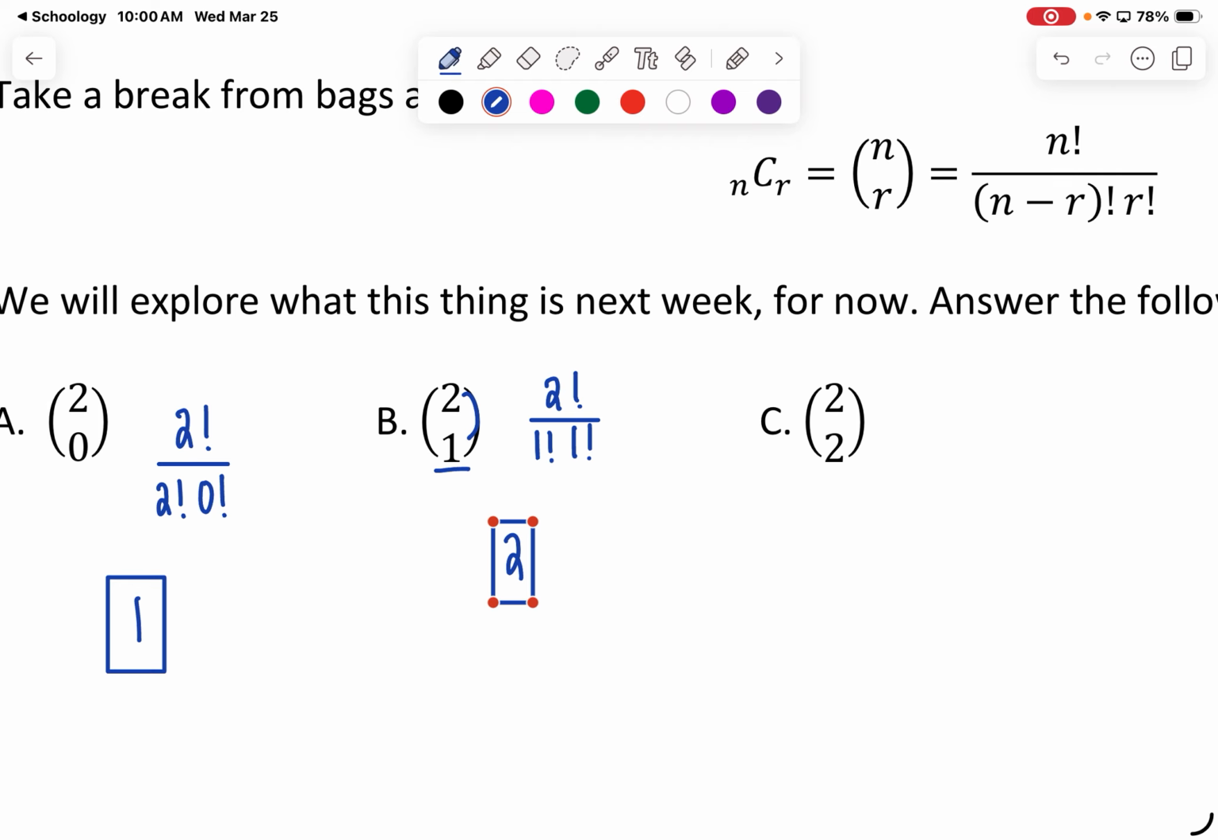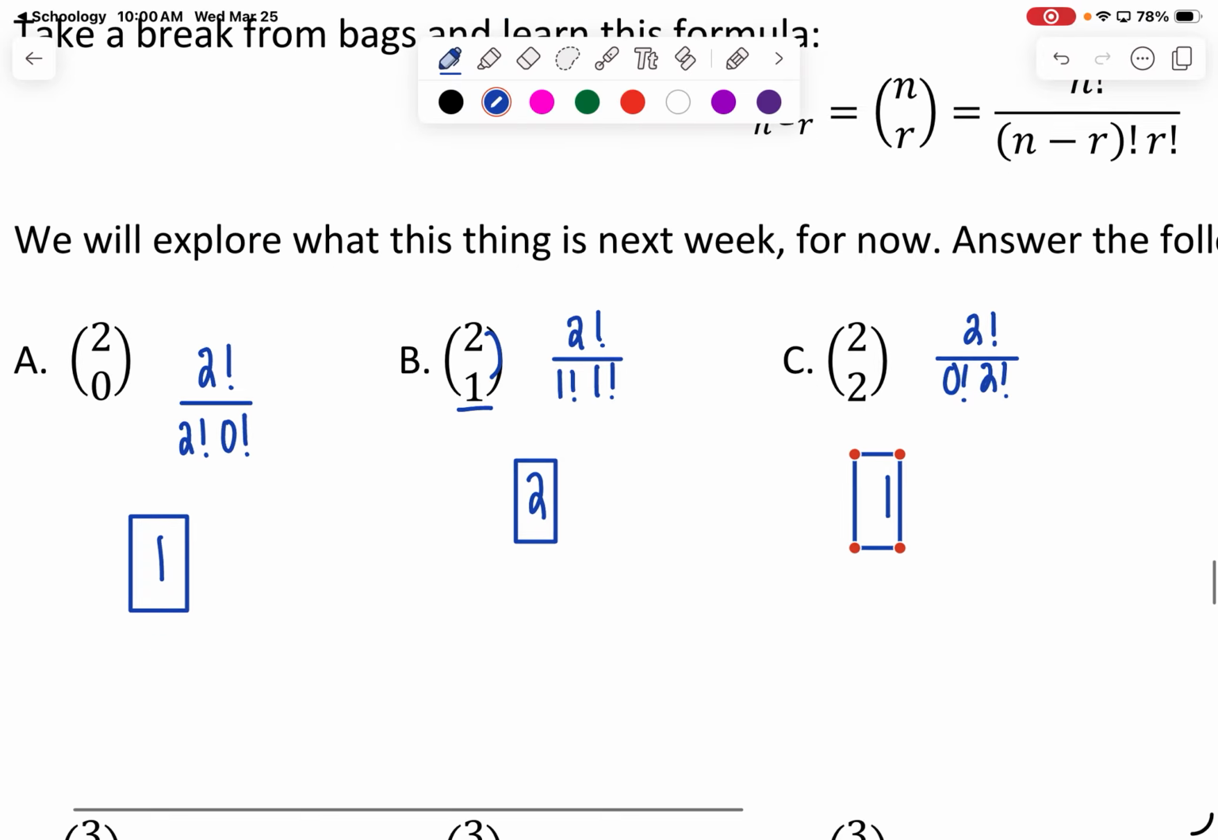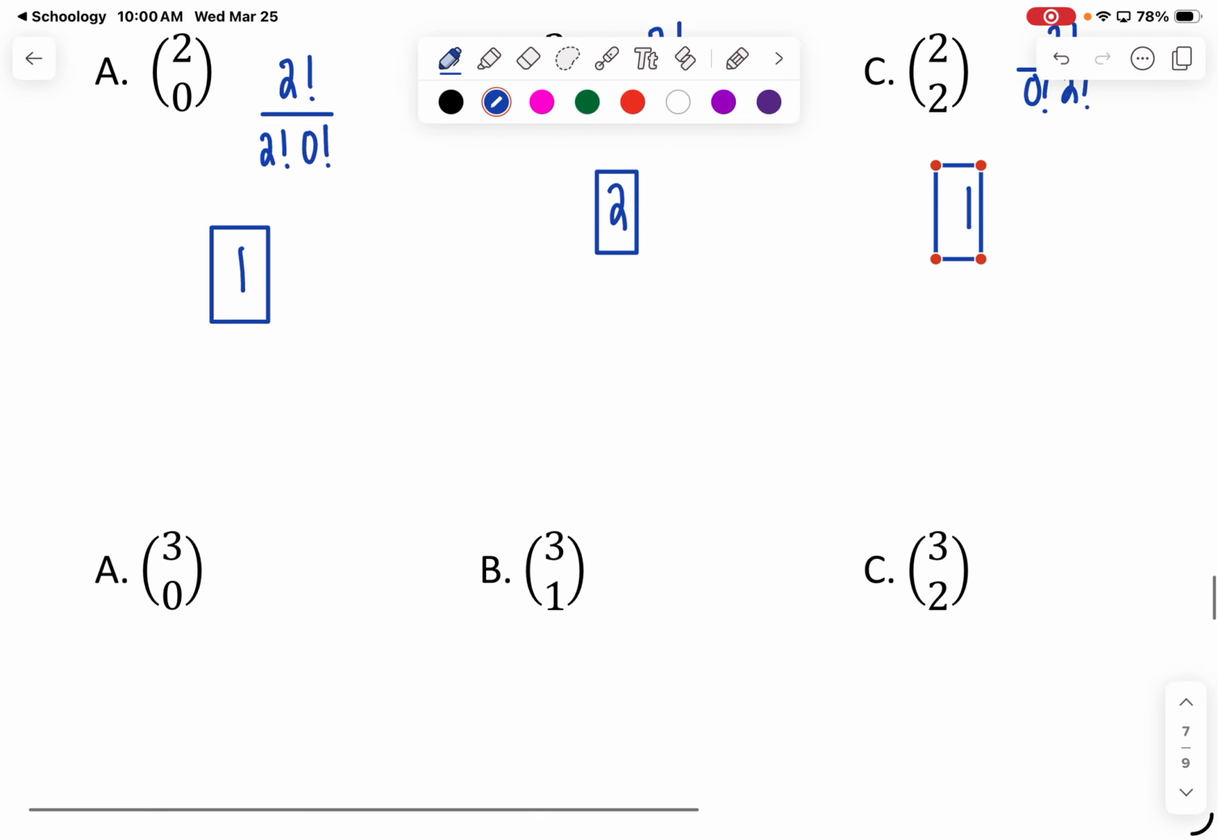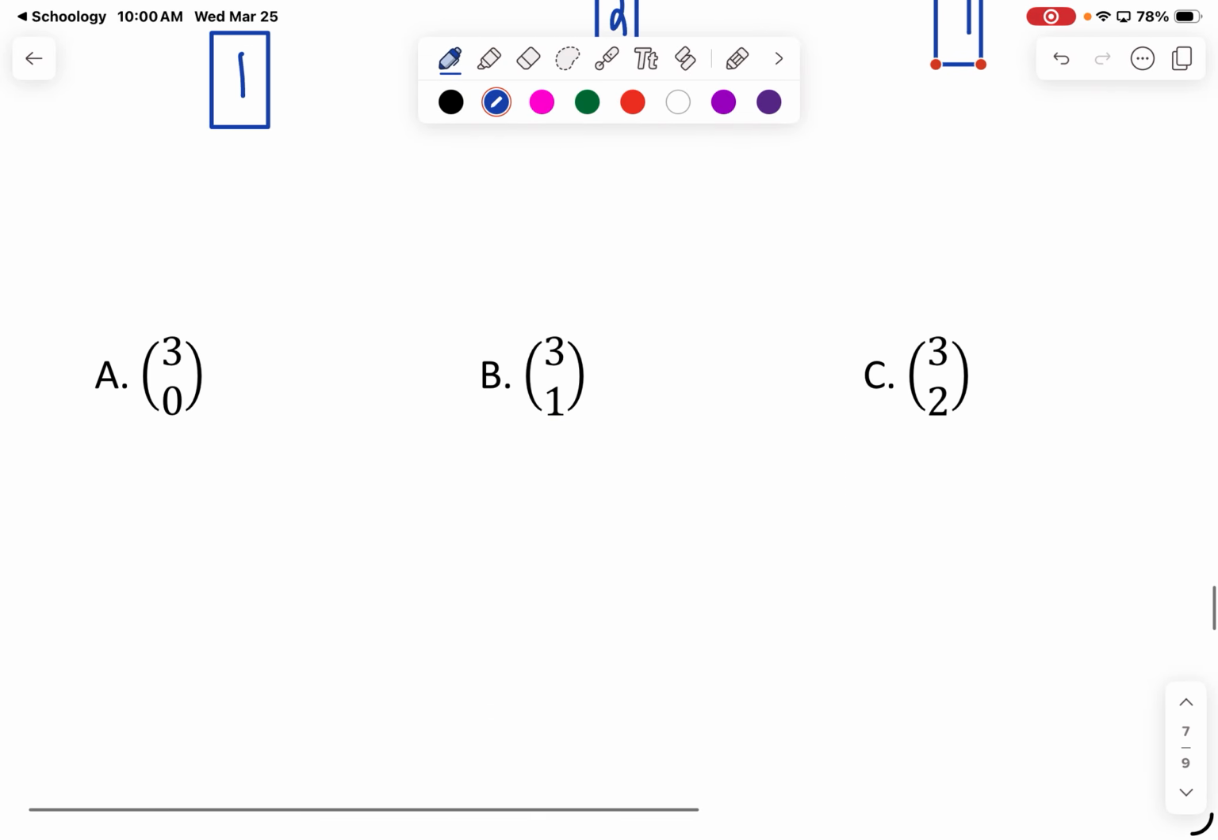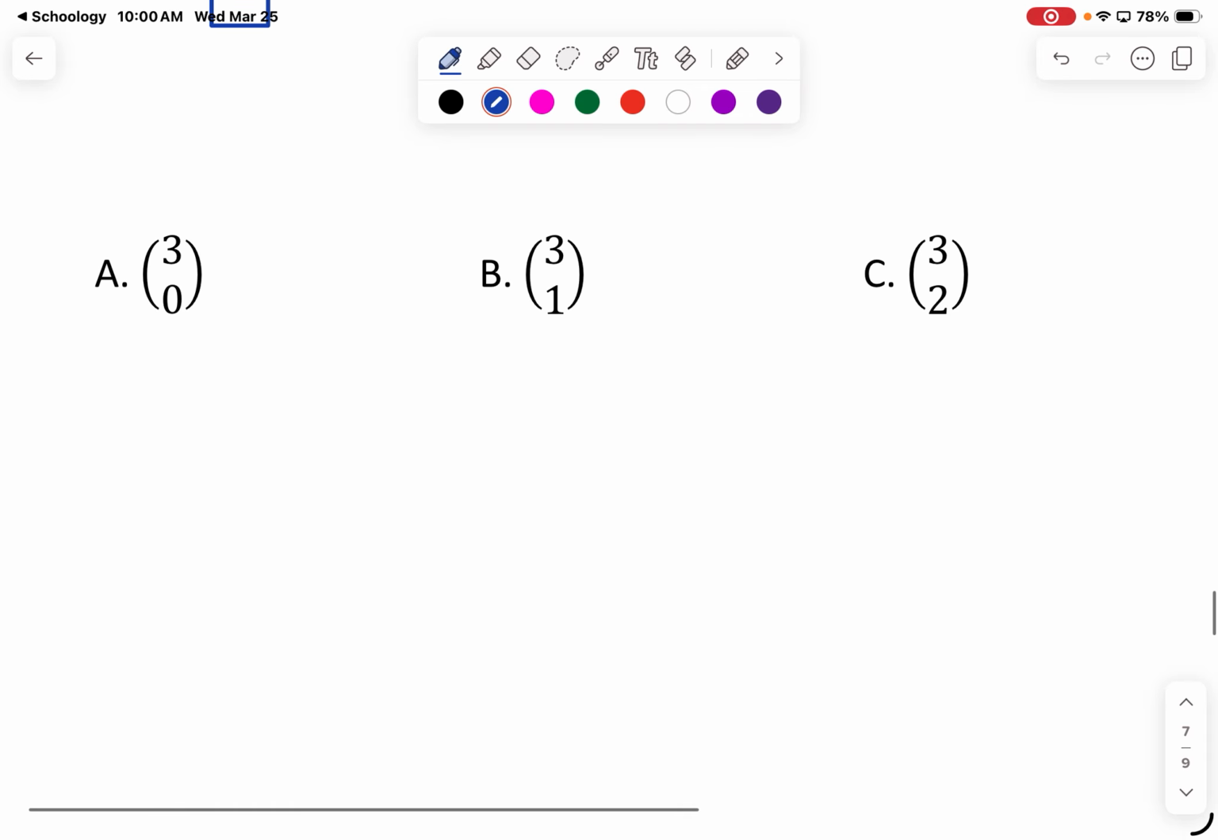And then 2 choose 2. So if I have 2 objects, how many different ways can I choose 2 of them? Just one way. So the answer to this is 1. But the math behind that, 2 factorial. 2 minus 2 is 0 factorial. And then just r is 2 factorial. That's 1 also. So if you look, these numbers should look familiar, 1, 2, 1, right? So I'll summarize this when we're done getting these.